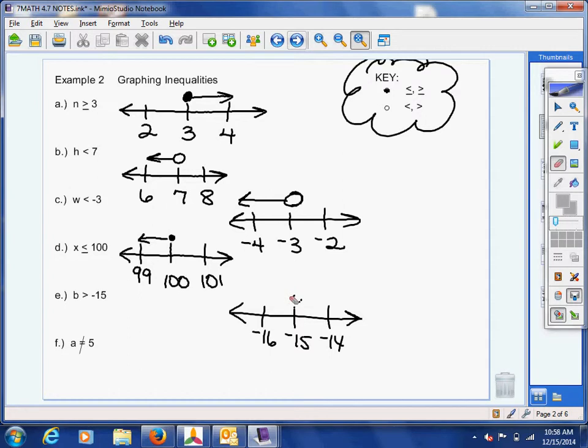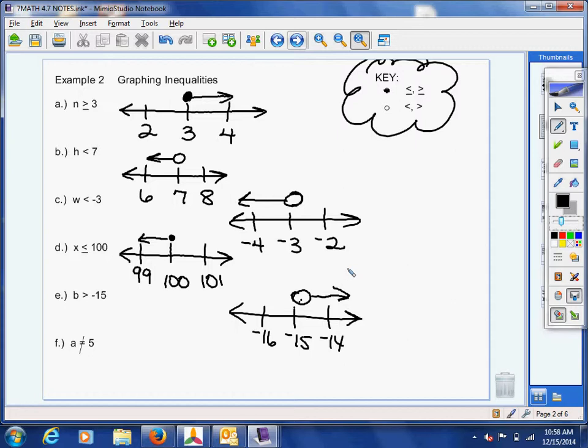It's a little harder to do when you have the eraser small like that. There you go. And then where are all the numbers that are bigger than negative 15? Yeah, heading back to 0. That's where all the numbers are bigger. Good job. That looks wonderful. Okay, are you kind of getting the idea of what to do?